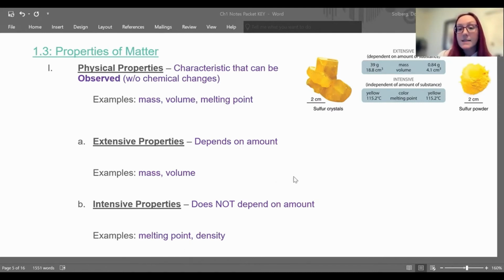Same thing with density. The density of a substance is always the same no matter how much of it you have. That's why density is actually very useful. Things have fixed densities, so you can identify substances based on their densities. I have some examples of extensive versus intensive properties up here to give you something to reference.